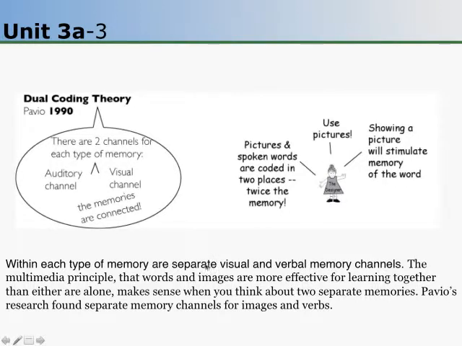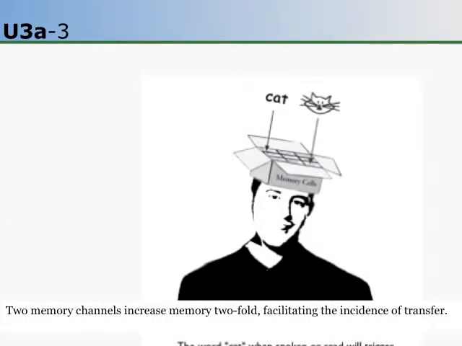Within each type of memory, we have separate visual and verbal memory channels. The multimedia principle states that words and images are more effective for learning when they're together than when either is alone, and it makes sense when you think about two separate memories. Paivio's research found separate memory channels for images and words. Two memory channels increase memory twofold, and that facilitates the incidence of transfer.